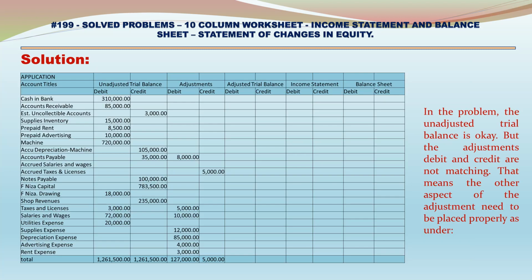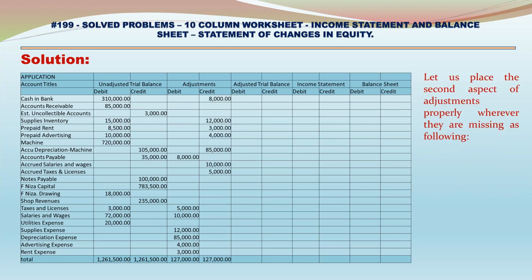Solution. In the problem, the unadjusted trial balance is okay, but the adjustments debit and credit are not matching. That means the other aspect of the adjustment needs to be placed properly as under. Let us place the second aspect of adjustments properly wherever they are missing as following. On the adjustment side, on the debit side, accounts payable is debited with 8,000. That means accounts payable is reduced by 8,000. That means we have paid accounts payable, so we have to reduce cash on the credit side with 8,000.